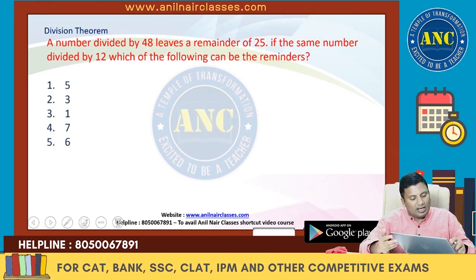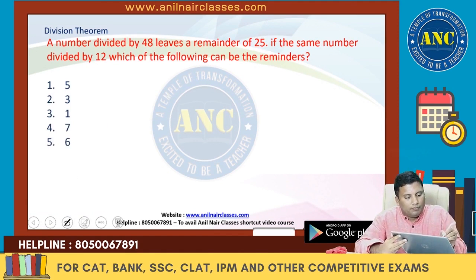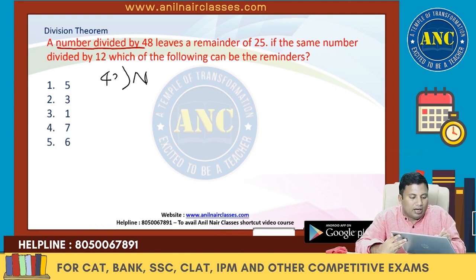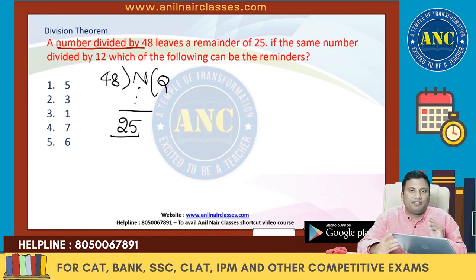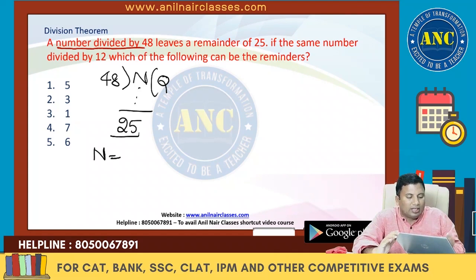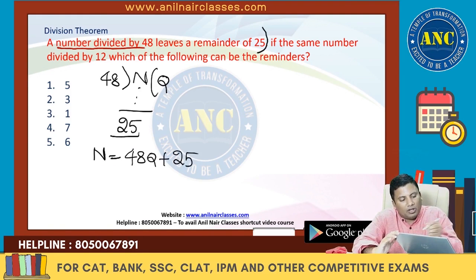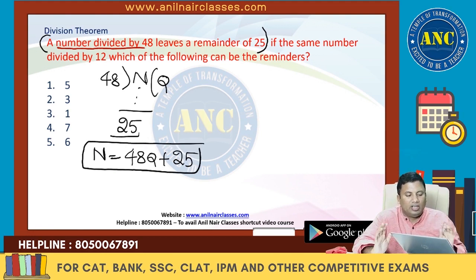Now, there is a number which is divided by 48. The quotient is Q. It leaves a remainder 25. Dividend is nothing but divisor into quotient plus remainder. The form of the number based upon the first statement is n equals 48q plus 25.